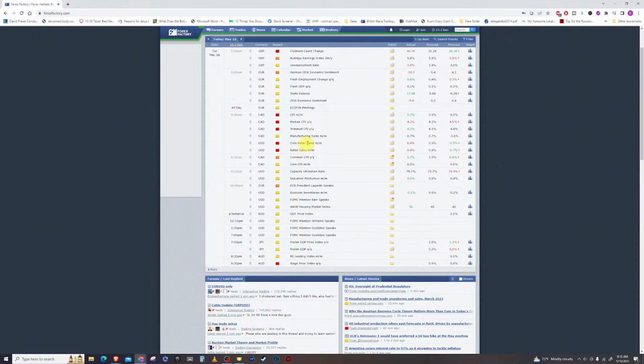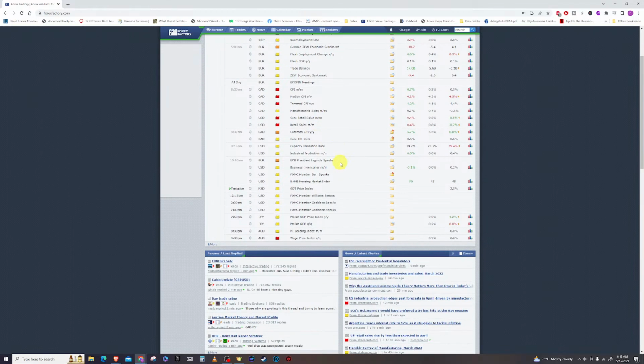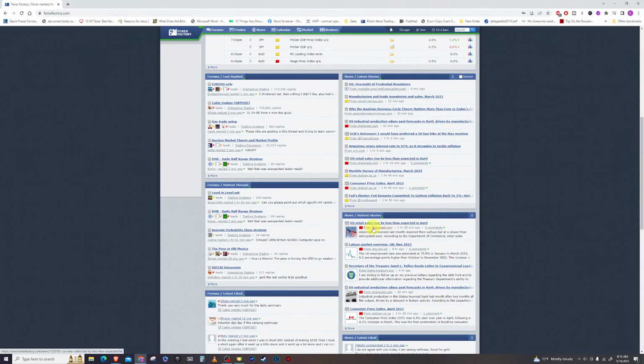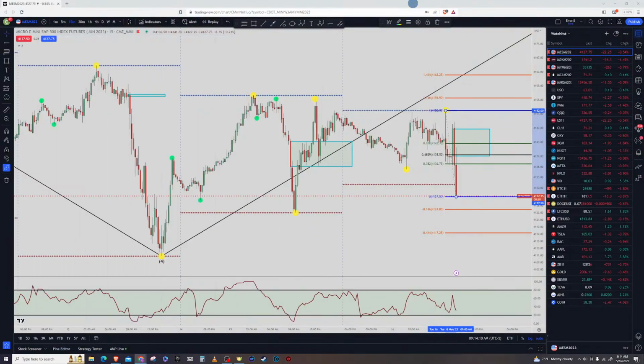Huh. See, core retail sales were down. Retail sales were down by quite a bit. So yeah, that's why the market's going down. Let's see, U.S. retail sales rose but less than expected. That's what it was. So that's what's making the market do that.